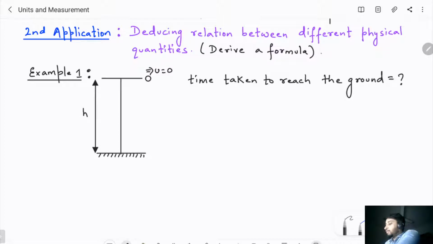Okay. So let us see how to do this one. First we need to figure out on which physical quantities this time will depend upon. Or if there's a question, they will tell you on which physical quantity it will depend. So the time will depend upon two physical quantities here.